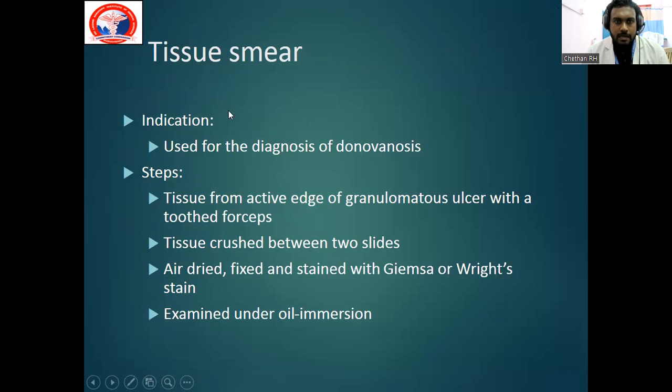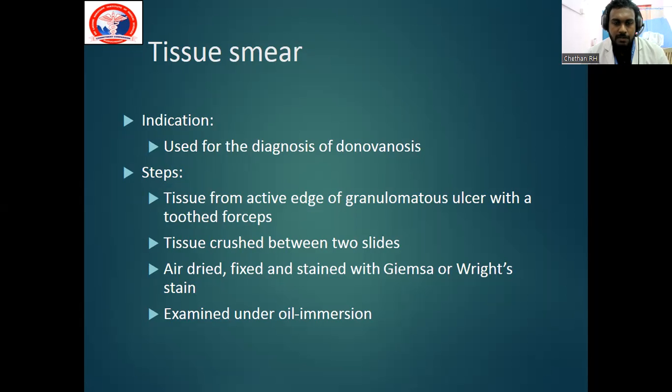Then we'll see the tissue smear. The tissue smear is used for the diagnosis of donovanosis. Donovanosis, as you already know, is a disorder of the genitalia. It is commonly a sexually transmitted disease, which presents with a granulomatous ulcer which will bleed on touch. In this tissue smear, we will cut a tissue from the active edge of the granulomatous ulcer using a tooth forceps.